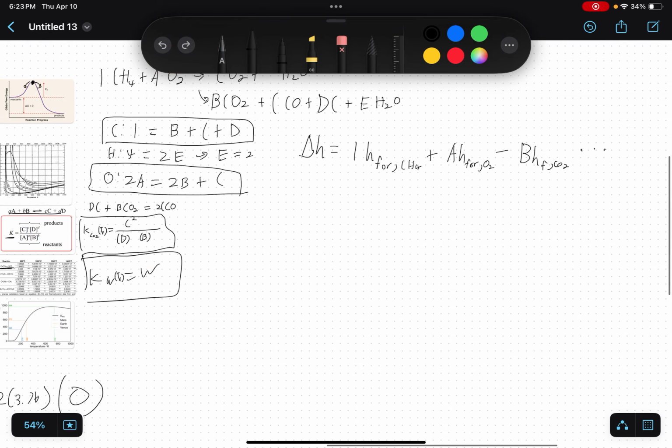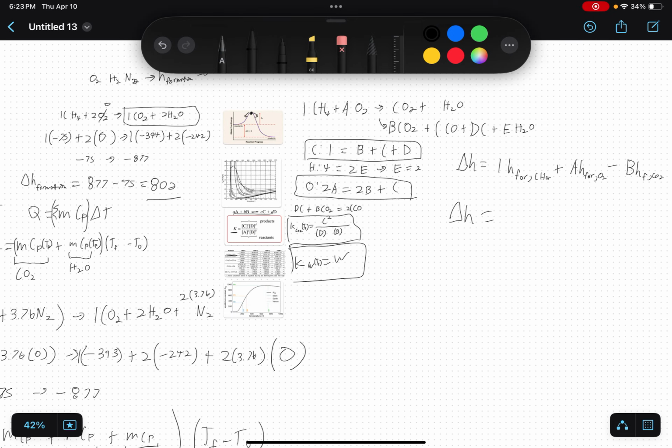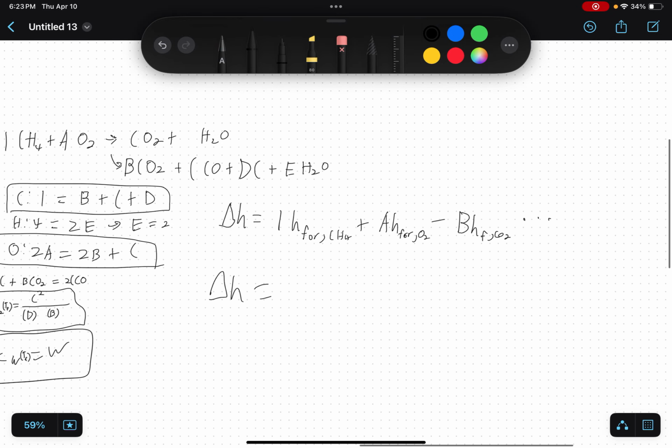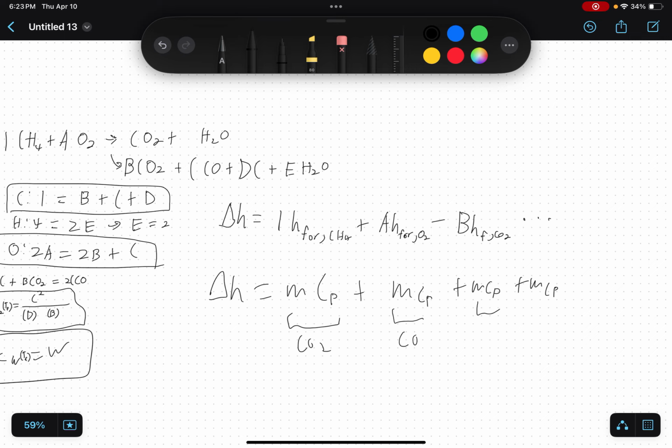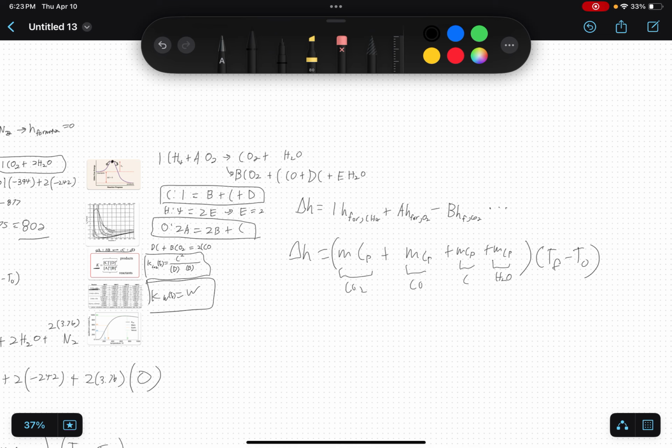And then you set that delta H equal to MCP plus MCP plus MCP plus MCP. This will be CO2, this will be CO, this will be C, and this will be water, H2O. And this will all be times T final minus T initial. That should be it. That should be all the equations you need.